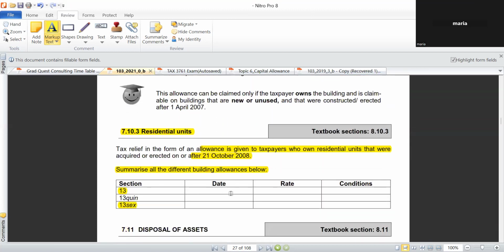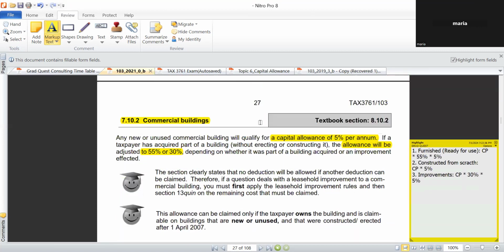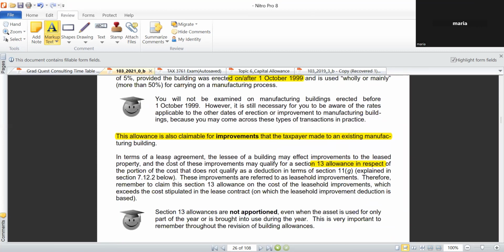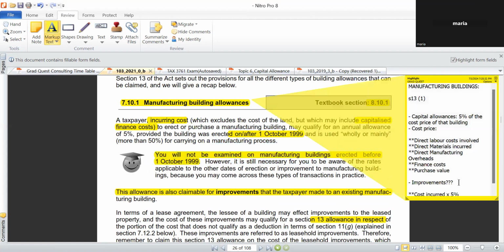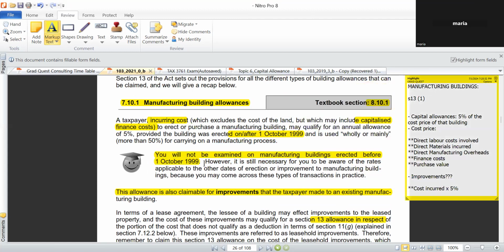So the dates are also very important. I think they mentioned something about 1st of October, 1999. For as long as the building, all right, in fact, they stated they will not be examined on manufacturing buildings erected before. So it will always be buildings that are erected after. So in other words, the moment they say manufacturing building, it follows that that property would have been acquired after the 1st of October, 1999. Guys, dates are very, very crucial.